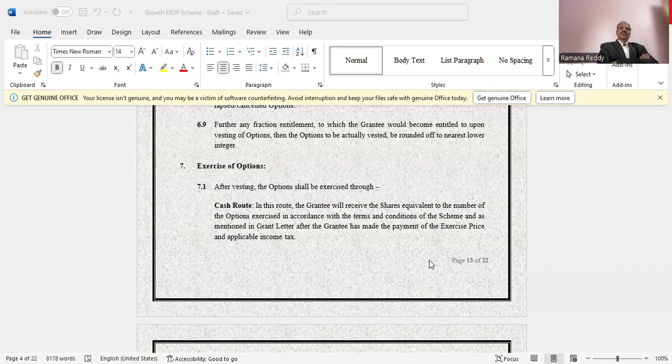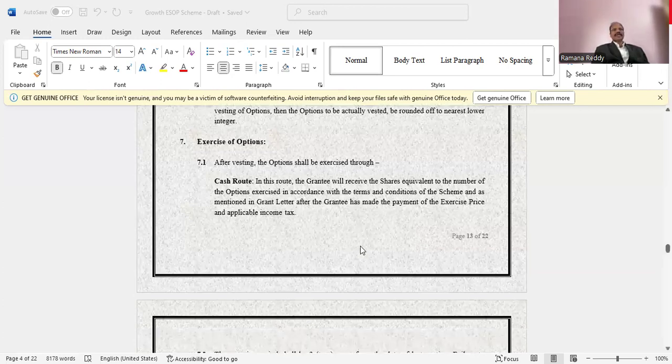There are two routes, cash route and cashless route. In the cash route, the employee will pay the amount as decided by the NRC, that is the exercise price, and the company will allot shares. That payment of face value will be treated as a perquisite, so TDS is also applicable. Then the employee will pay and the company will allot the shares.